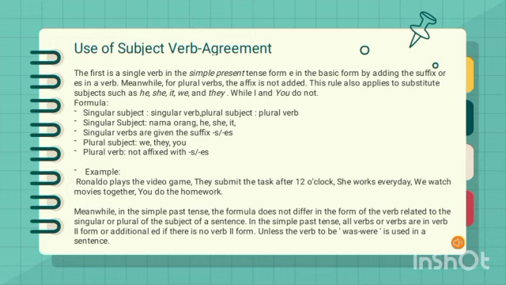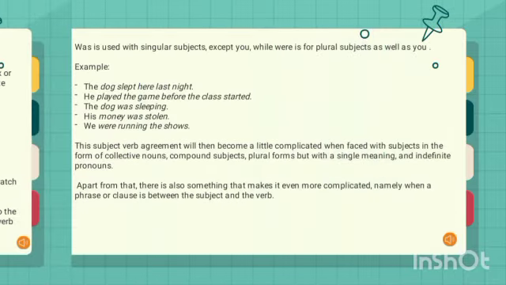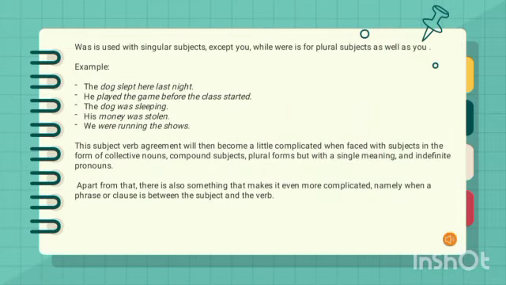You do the homework. Meanwhile, in the simple past tense, the formula does not differ in the form of the verb related to the singular or plural of the subject of a sentence. In the simple past tense, all verbs are in verb two form, or addition of it, unless the verb to be was or were is used in a sentence. Was is used with singular subjects, except you, while were is for plural subjects as well as you.